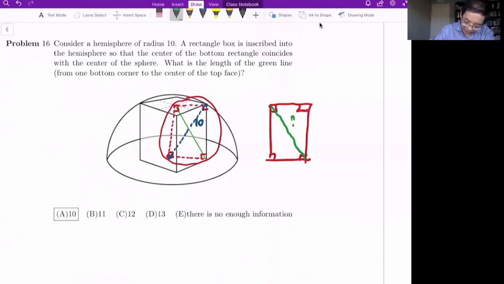And we know the radius is 10. Then obviously, if you have a rectangle, the 2 diagonals are the same. So we immediately get this is also 10, right? We get this is also 10. So that's what we have.